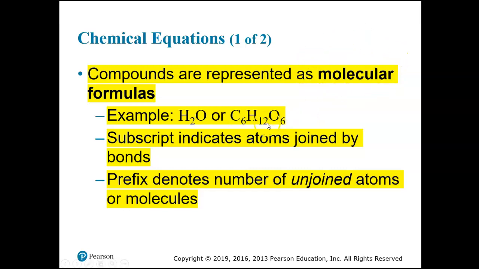So when you see compounds, or the molecular formula for a compound, make sure you know what it means. H2O is the molecular formula for water, and it means that one molecule of water contains 2 atoms of hydrogen and 1 atom of oxygen. 1 molecule of glucose, C6H12O6, contains 6 atoms of carbon, 12 atoms of hydrogen, and 6 atoms of oxygen, for a total of 24 atoms. So it's a much larger molecule than water is.